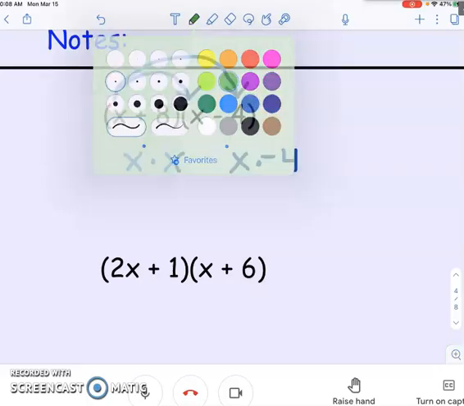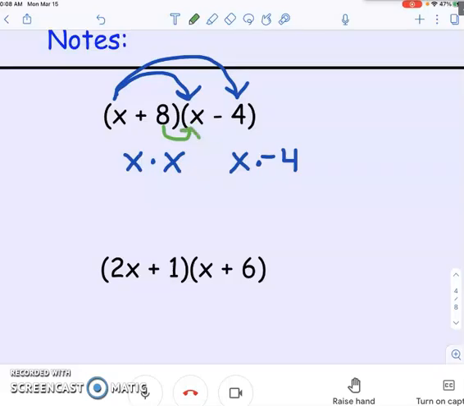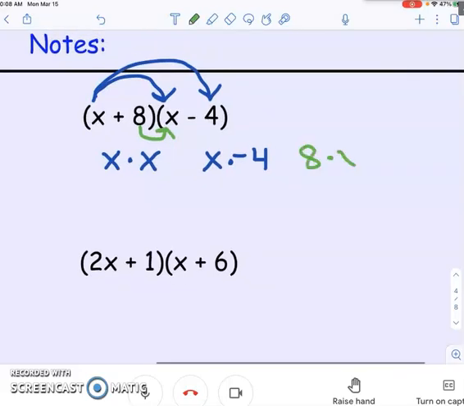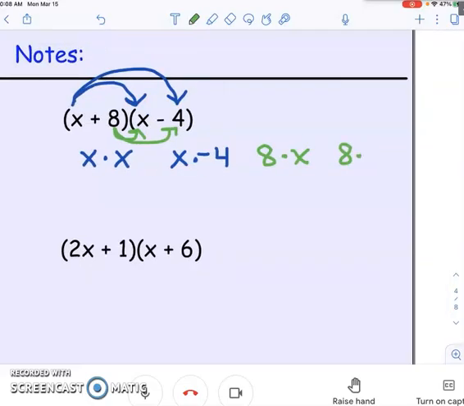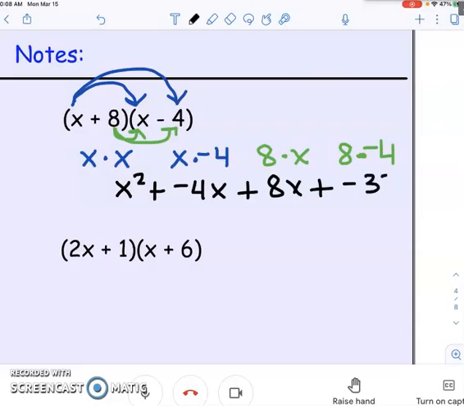Then I'm going to switch colors to go down to the bottom. 8 times x, and then 8 times -4. Okay, now all of these need to be added together. X times x is x squared, plus x times -4 is -4x, plus 8 times x is 8x, plus 8 times -4 is -32. And then we want to clean it up. So these are my like terms.